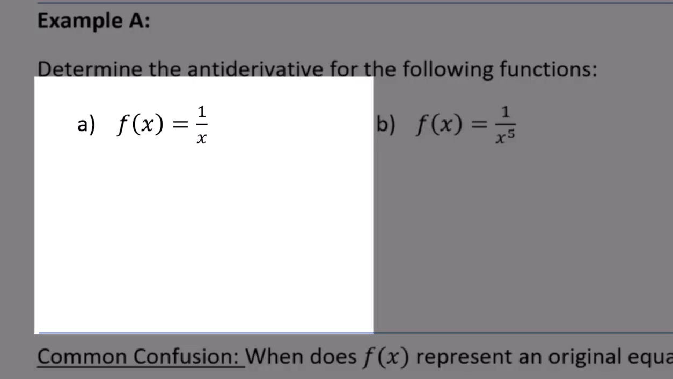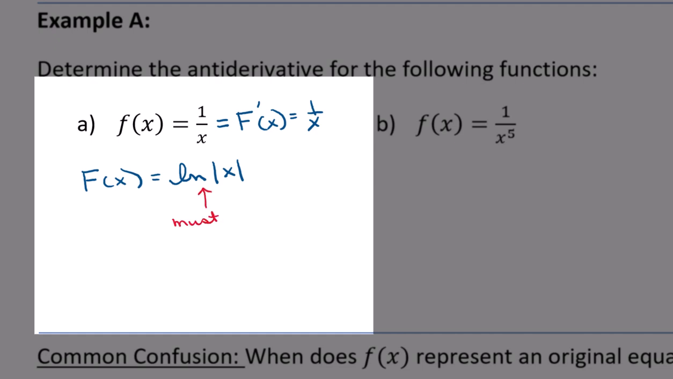So for this first function, we have f of x equals 1 over x. So that's the same thing as saying capital F prime of x is 1 over x, and we want to find capital F of x. In other words, the antiderivative, the original function. So what is the original function whose derivative is the reciprocal of its argument? Natural log. So we can say the natural log of x, but notice we're putting x in the absolute value.